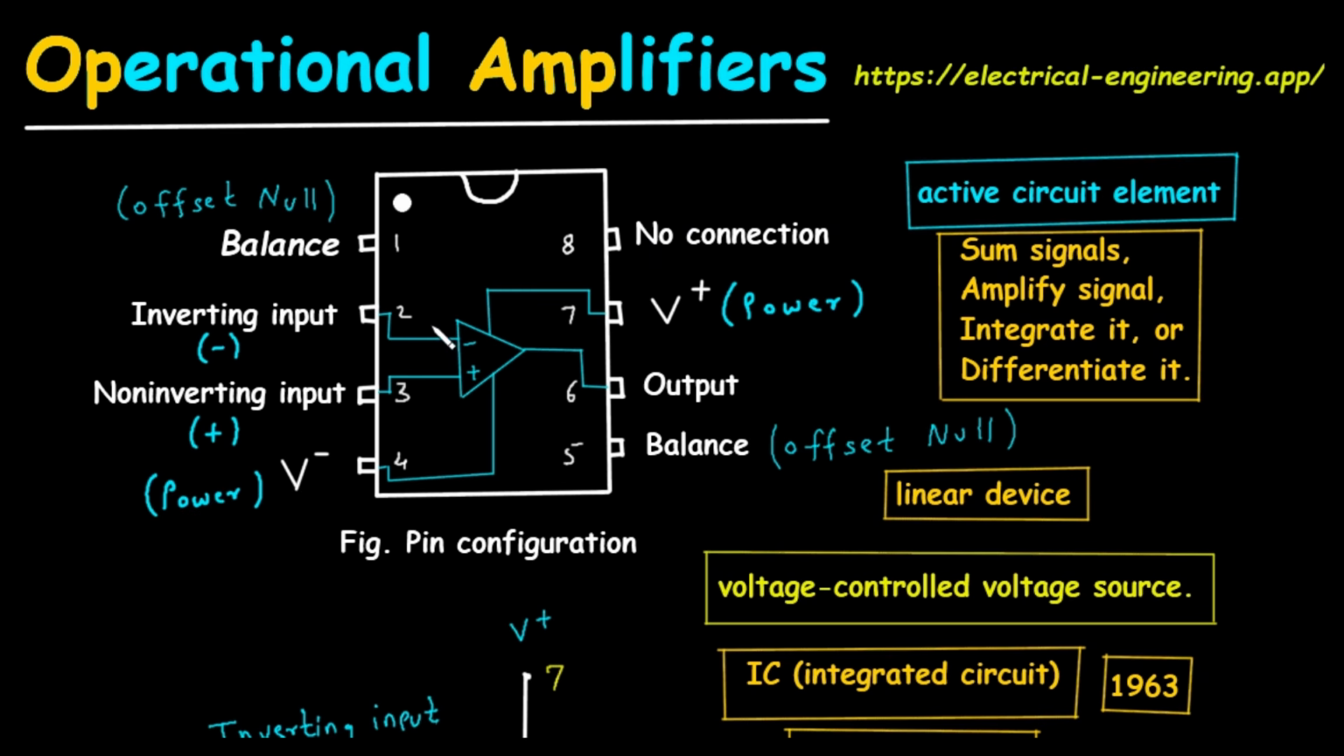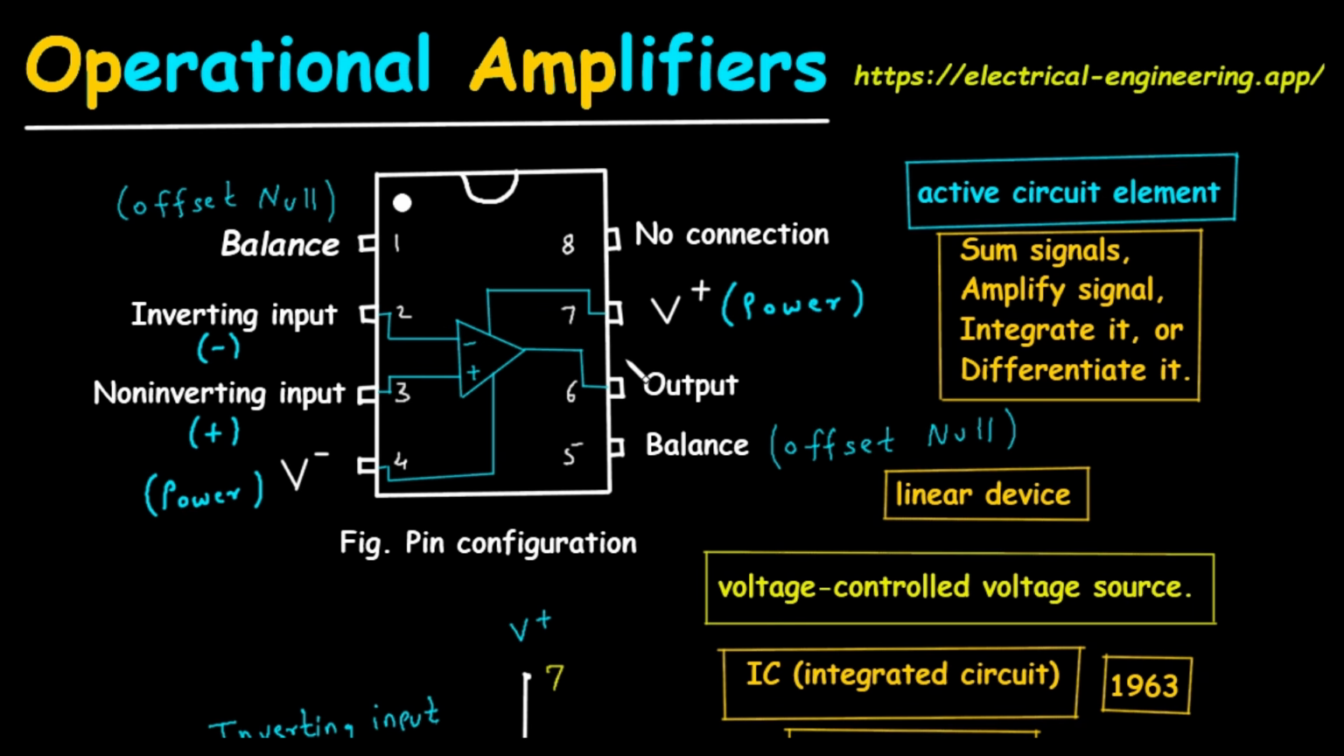Then let's see pin number 2. Here this is the inverting input. It is denoted by this minus sign. Pin number 2 is one of the two main signal inputs: the inverting input and the non-inverting input. A signal applied here will be amplified and appear at the output with a 180-degree phase shift.